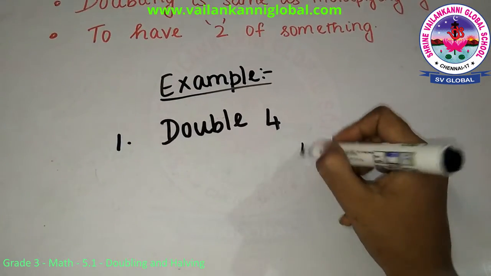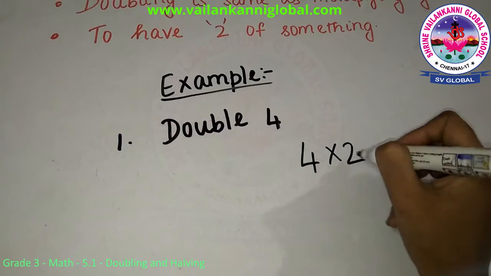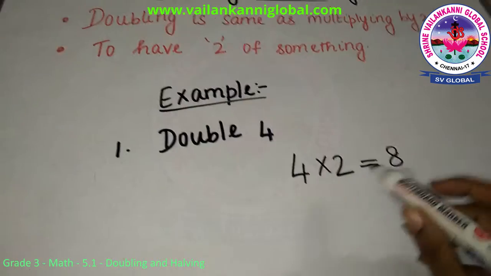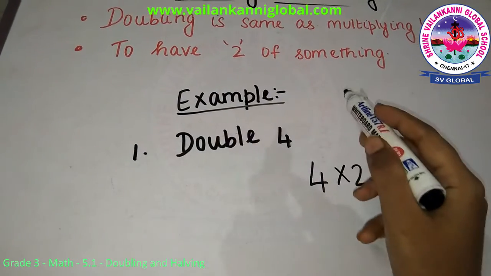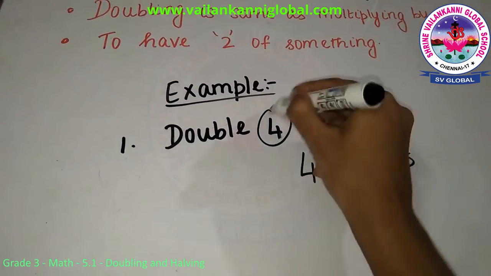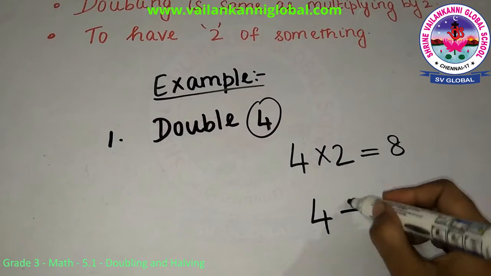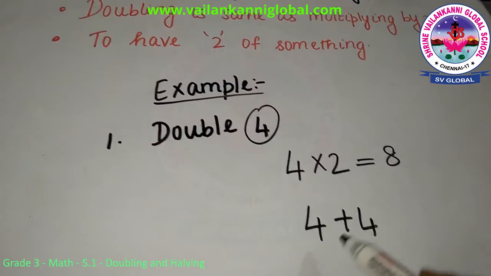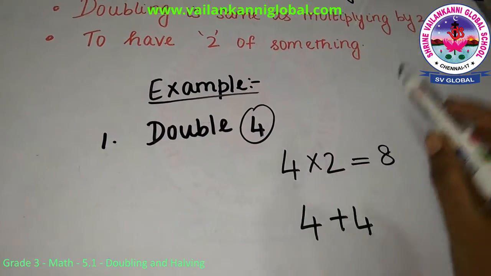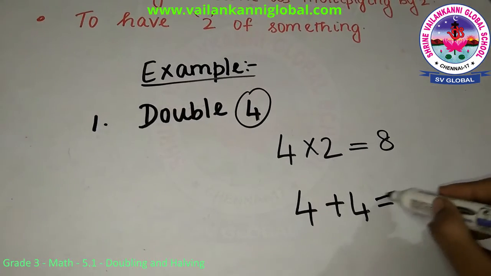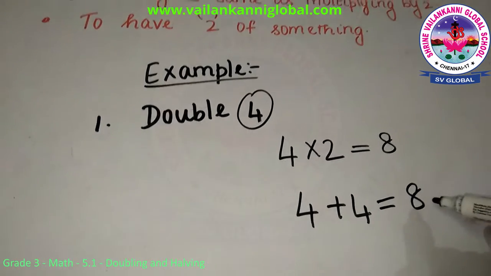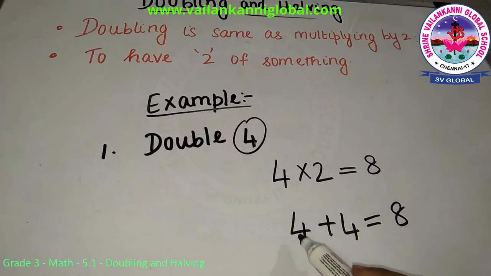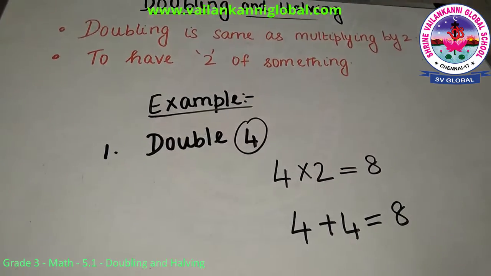So you can take 4 and multiply it with 2. 4 into 2 is nothing but 8. So double of 4 is 8. Or else, to have 2 of something, you just add 4 plus 4, because you're having 4 two times. So 4 plus 4 is nothing but 8. Both are the same. You can either multiply with 2 or you can add the same number again.